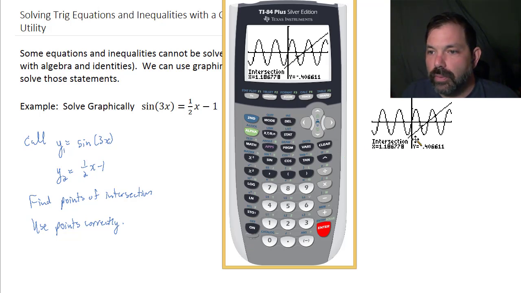So there's my first point of intersection. But now remember, there were 3 points of intersection. There are 3 solutions. So now I need to repeat the process and find the second point of intersection.